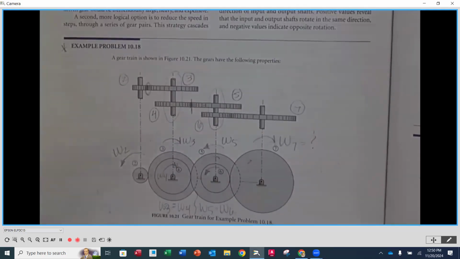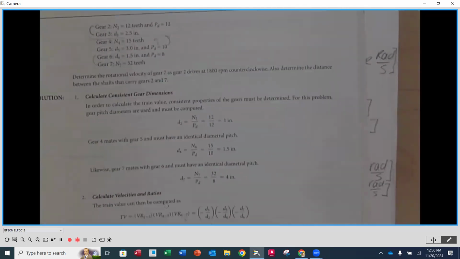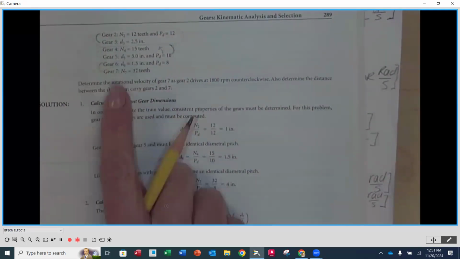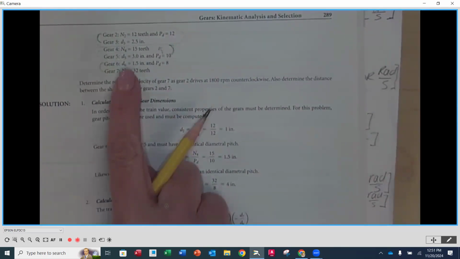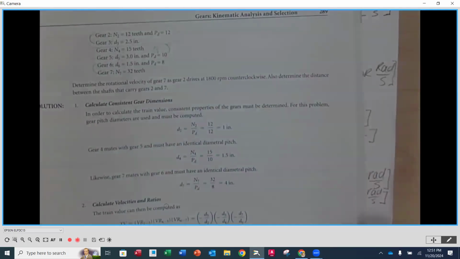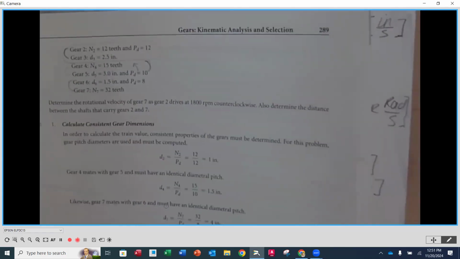So if we look at the information that we're given, we're only given the pitch diameter of gear number 3, of gear number 5, and of gear number 6. So using what we know with the number of teeth and the diametral pitch of the others, we'll be able to calculate the pitch diameter for each one. So that's what I want to do first. I want to figure out for each one of these sets what the pitch diameter is, okay?